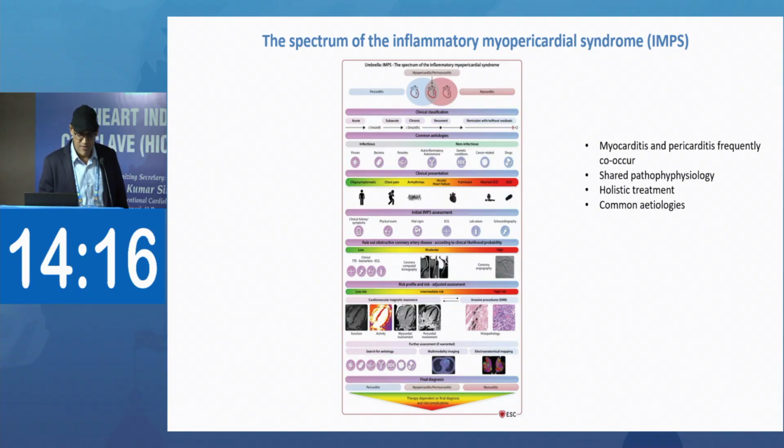The most important thing about these guidelines is that they have introduced new terminology for this syndrome of myocarditis and pericarditis, as inflammatory myopericardial syndrome, IMPS. This includes both myocarditis and pericarditis, and the rationale they have given behind this term is that myocarditis and pericarditis frequently co-occur because they are in anatomic continuity, they have a shared pathophysiology, most of the time we require holistic treatment because of the overlap, and the etiology is also common most of the time for both.